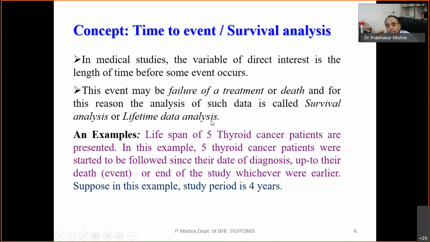So usually we think of an event happening as the end of the lifetime of that particular subject. Another name for survival analysis is lifetime data analysis. I have taken an example here. My objective is to discuss how to record the follow-up and the corresponding event of interest by taking an example of five thyroid cancer patients.